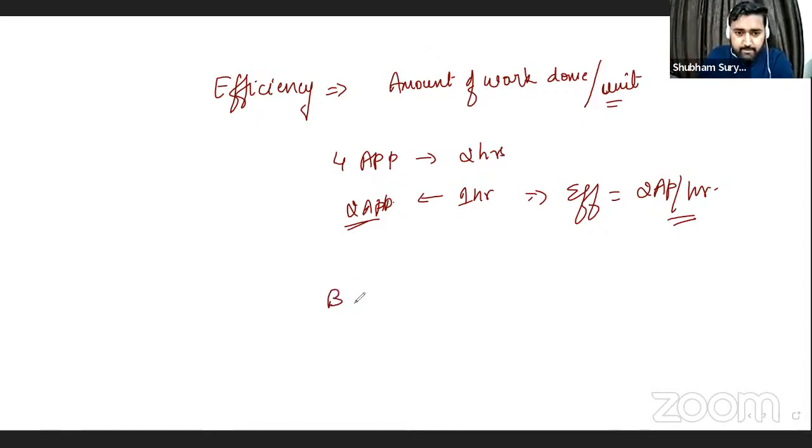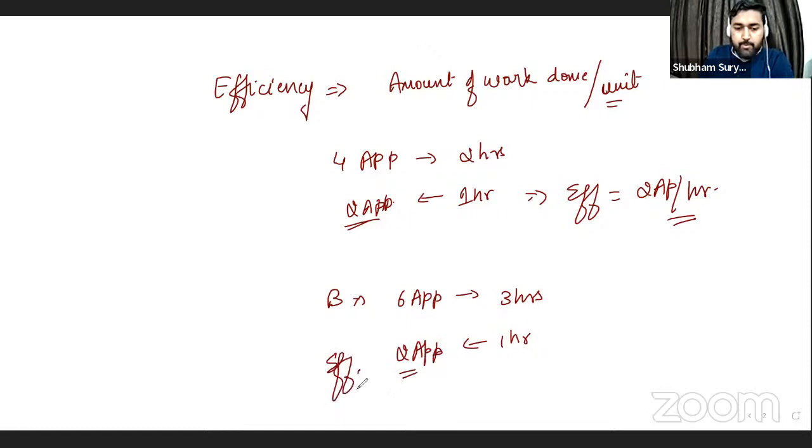Again, if let's say there's a person B who can eat 6 apples and he takes exactly 3 hours to eat those apples, so exactly in 1 hour the person will be able to eat 2 apples. So exactly in 1 hour 2 apples, so the efficiency of the person B is said to be 2 apples per hour. So efficiency is a very important keyword, guys.